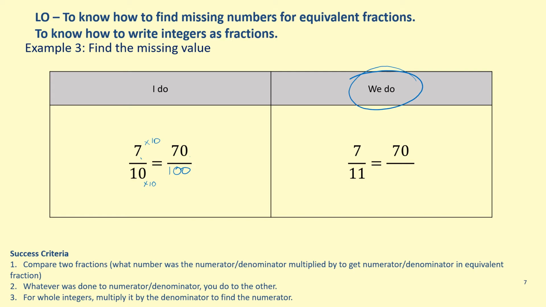What you should have written is 7 times 10 is 70 and 11 times 10 is 110. If that's what you've got, well done. Next one. 7 over 11 is equal to 7 over something. The numerator has been multiplied by 1, so I need to do the same to the bottom. So it's 7 over 11. Now pause this video and do "we do".